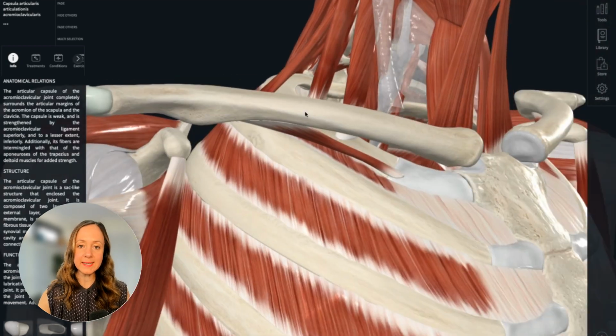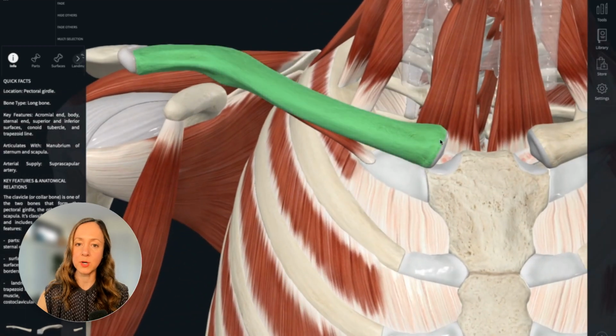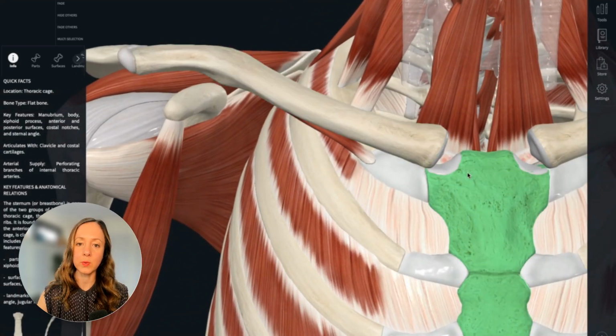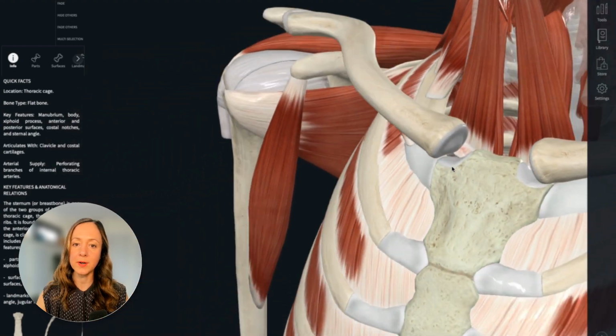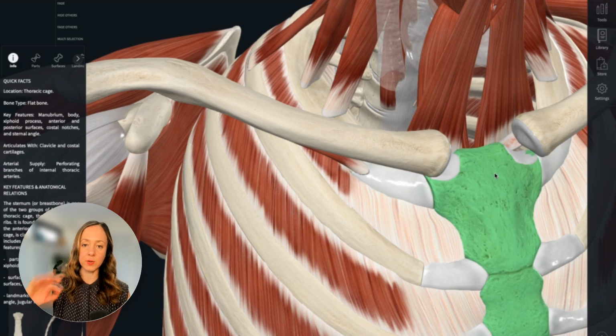Moving medially, the clavicle will connect. The collarbone connects into the sternum, the sternoclavicular joint. Another very vulnerable mobile joint, all of it rotational. When we come into shoulder flexion and shoulder extension, the clavicle spins.